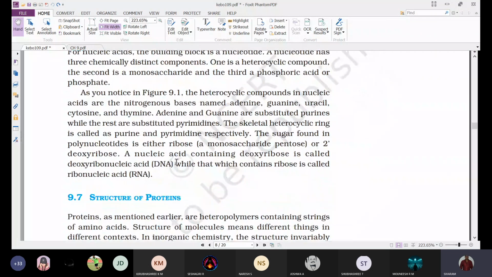As you notice in figure 9.1, the heterocyclic compounds in nucleic acids are the nitrogenous bases named adenine, guanine, uracil, cytosine, and thymine. These nitrogen bases are also called heterocyclic compounds in nucleic acids.